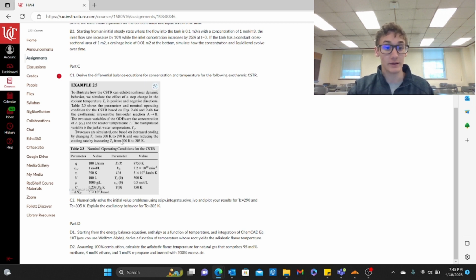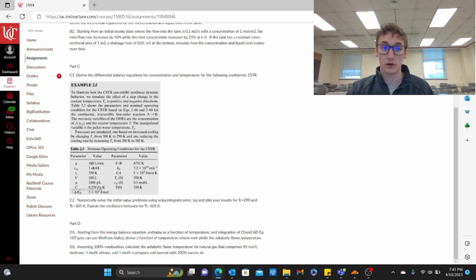This is for the coding aspect. But what this is telling us is that we need to create two different equations. One for the concentration and the other for the reactor temperature. And so those are what we're going to be going over. And so let's go over our variables now.